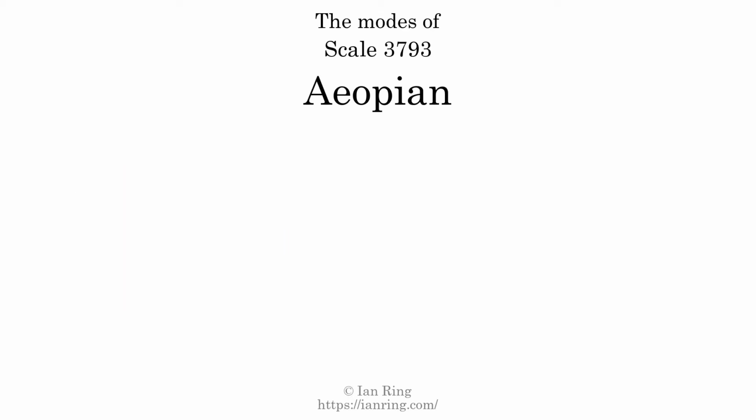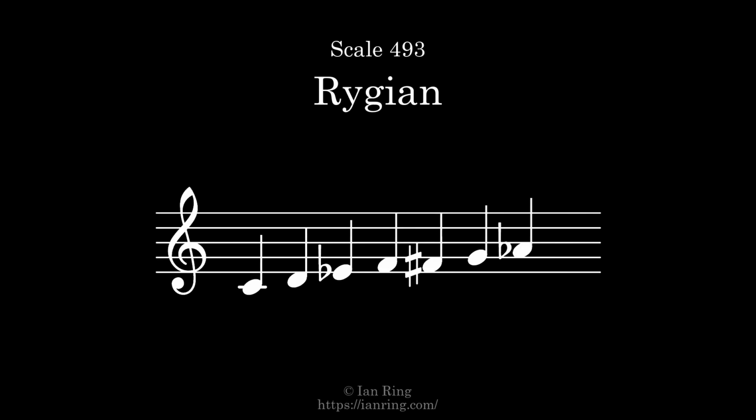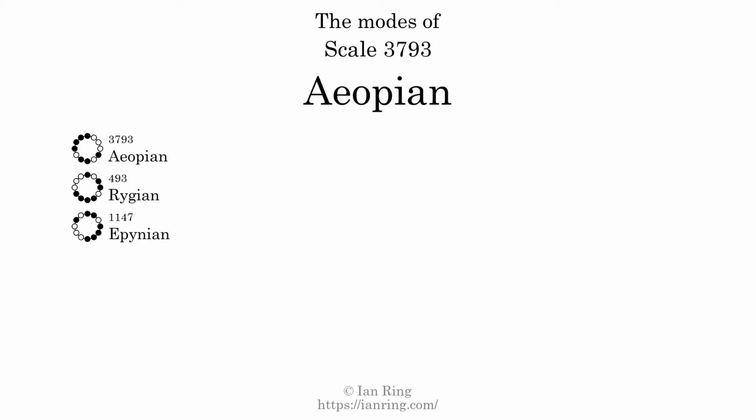This scale has 7 modes. The first mode is itself. The second mode is scale 493, also known as Reichen. It sounds like this. The third mode is scale 1147, also known as Opinion. It sounds like this.